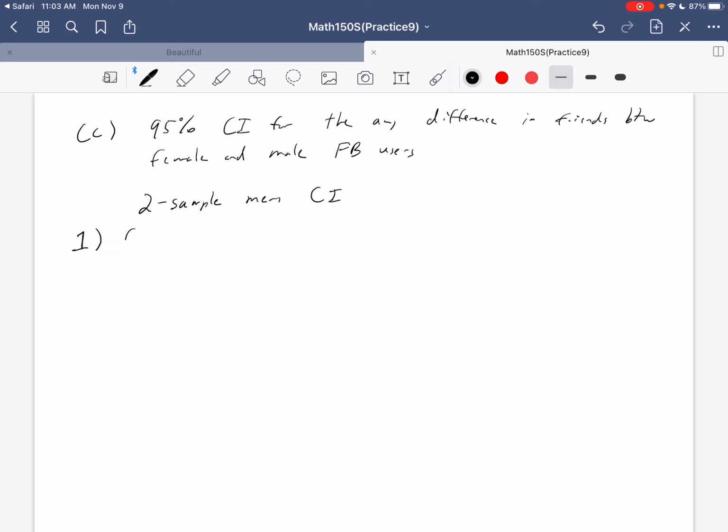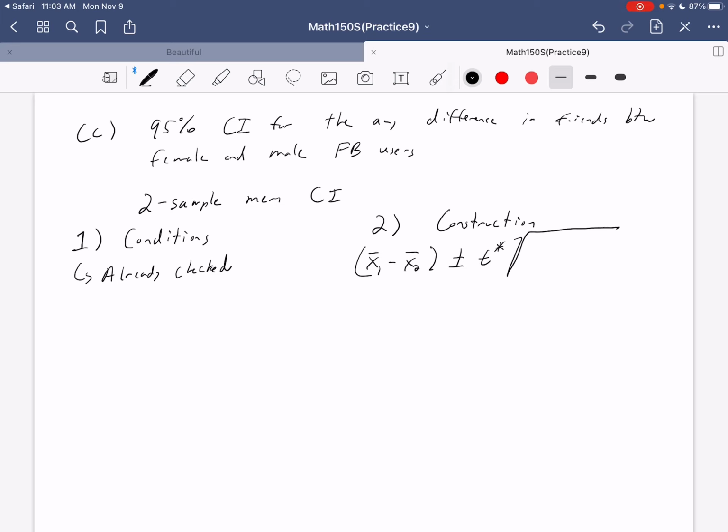So we go to the conditions, because we've done the hypothesis test, we know that those have already been checked. And then we can go to the construction. The formula for the two-sample mean confidence interval is x1 bar, sample average, minus x2 bar. That's our point estimate. Then plus or minus t star, and then that messy square root of s1 squared over n1 plus s2 squared over n2.